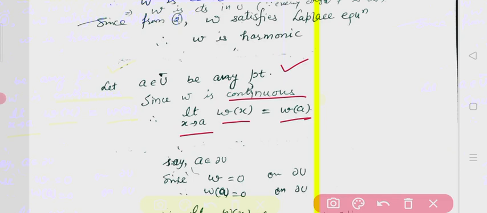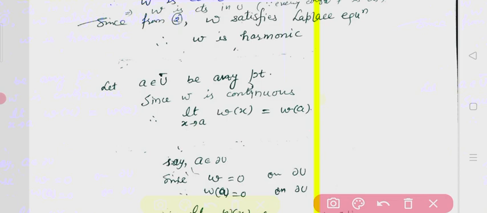Right? So if I show that this w of a is equal to 0, then for all x tending to a, w of x will be equal to 0. Okay, so that means that w will be equal to 0 for all x belongs to u bar, right? So that thing you have to show, that w of a equal to 0. So what I take here, we said that a belongs to u bar, so I say that a is on the boundary of u. So when a is on the boundary, we know that on the boundary w is equal to 0. Okay, so whatever point I take on the boundary, w of a will be equal to 0. So I will say that w of a will be equal to 0 on the boundary, right?